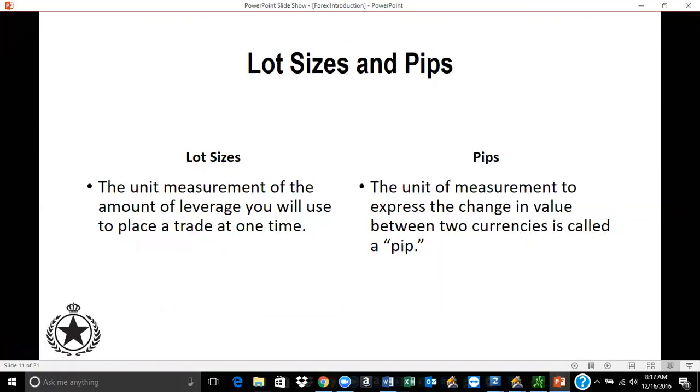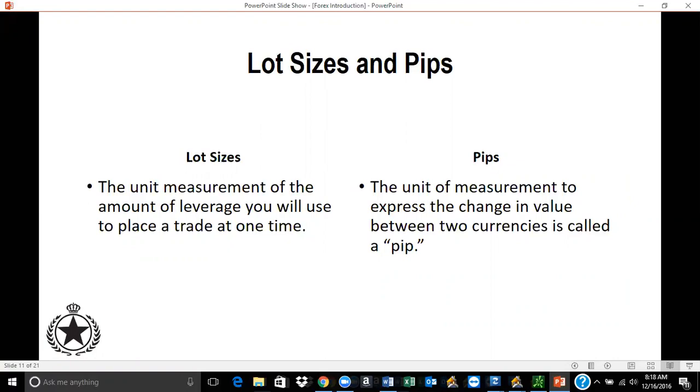All right. Lot sizes and pips. Lot size is the unit measurement of an amount of leverage you will use to place a trade at one time. With leveraging the Forex market, you have the option to leverage a lot more money than you actually have to spend. You have the leverage to trade with more money or a higher unit size than you actually have in your account.